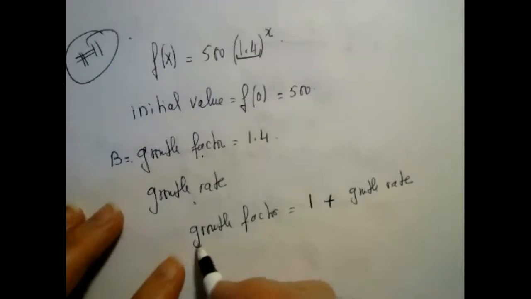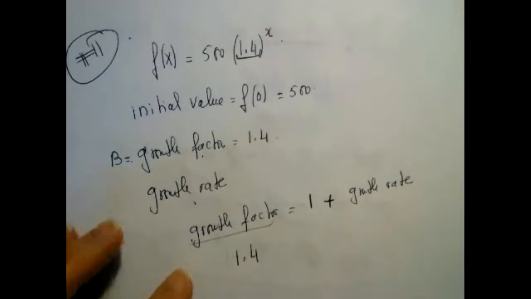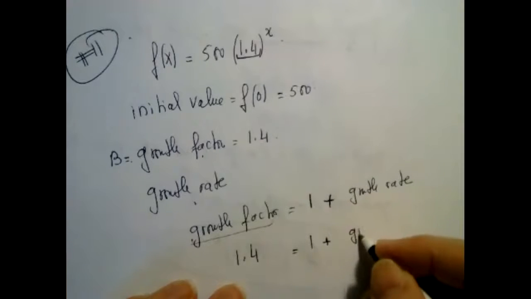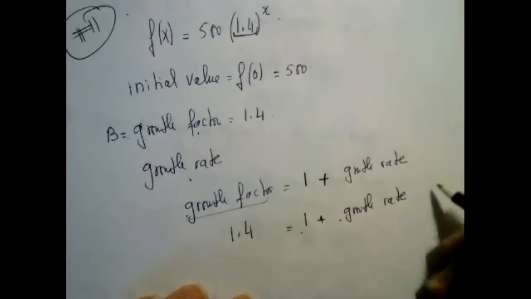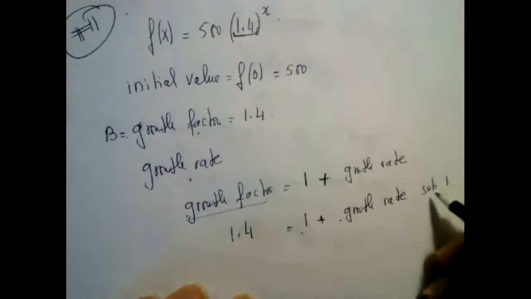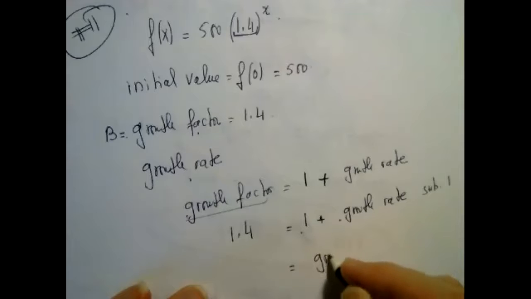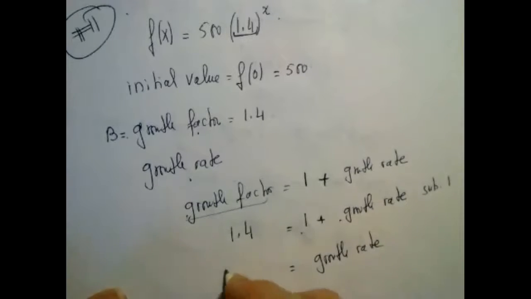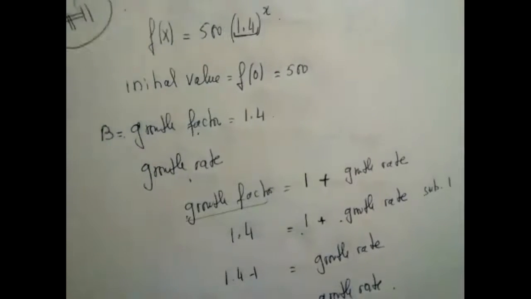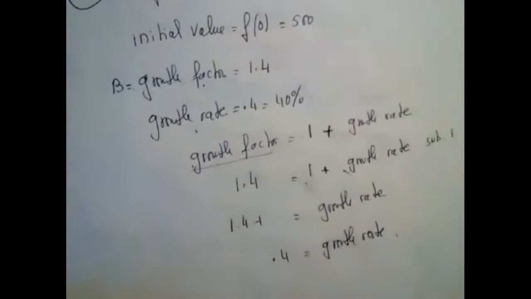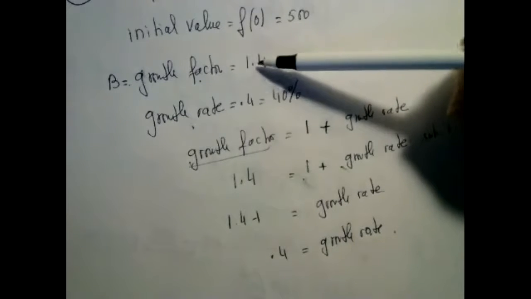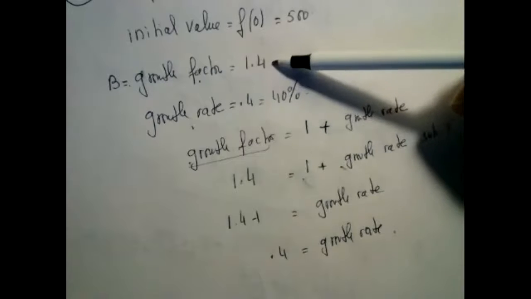Now let us solve for it. This is 1.4 equal to 1 plus the growth rate. But to find the growth rate, I need to take away 1. So subtract 1. I will get growth rate equal 1.4 minus 1, which means 0.4. So the growth rate in this case is 0.4 or 40%. The growth rate is how far my growth factor is from 1.